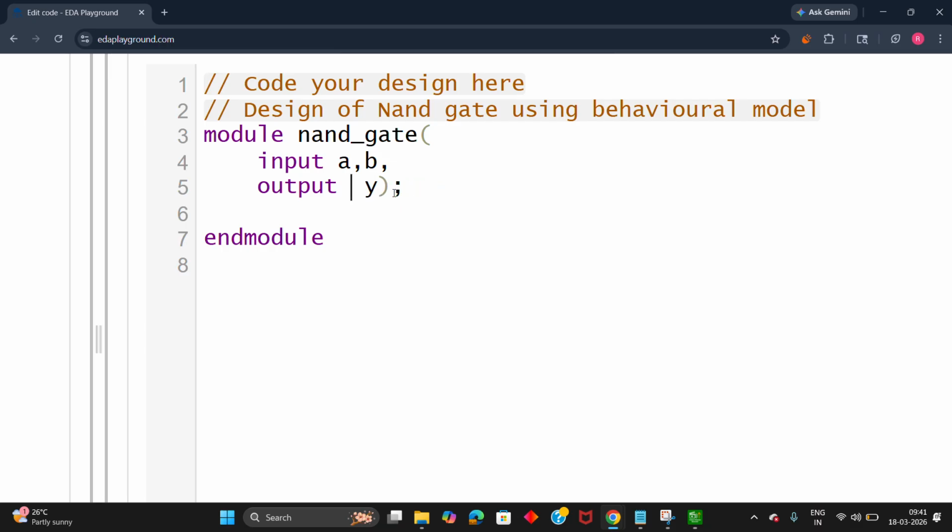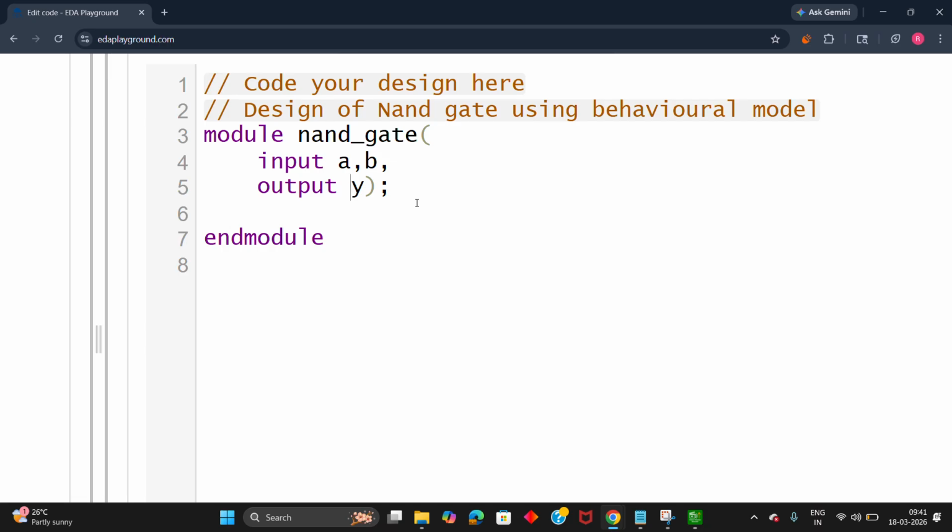Why? Because by default inputs and outputs are considered as the wire data type. Only in the behavioral model should you make the outputs reg, so you mention them as reg. In the switch level model also we are going to take inputs and outputs as wires. Only the output in the behavioral model is treated as reg. Other than that, in all levels of abstraction the inputs and outputs are treated as wires.